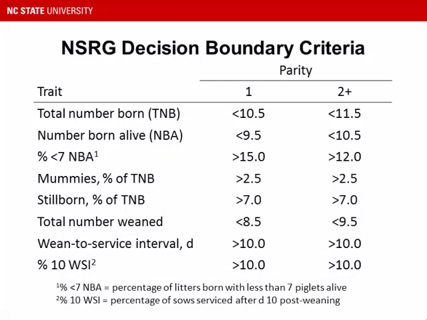So the National Swine Reproduction Guide also establishes decision boundary criteria. These criteria are the maximum or minimum levels of acceptable reproductive performance for any given trait. So they're not to be confused with production goals, which are the optimum levels of performance. These are just the bare minimum or the bare maximum, depending on the trait, and if you fall above or below the trait, you should probably look into why.